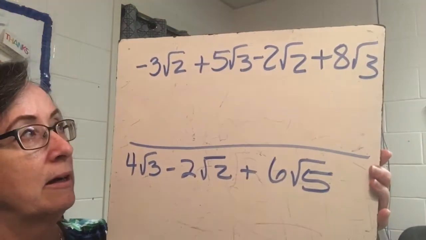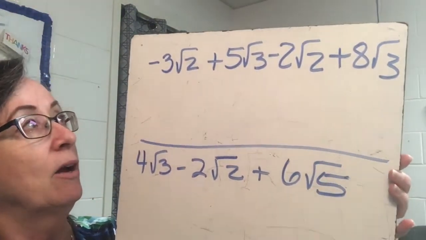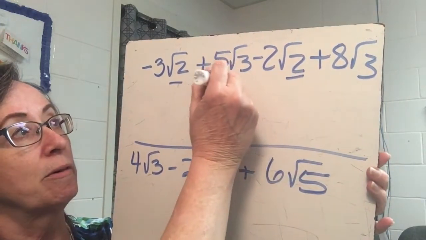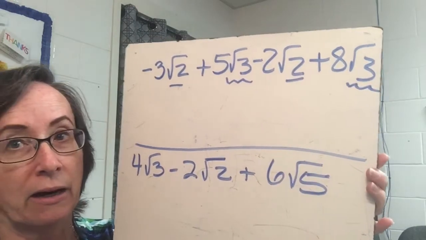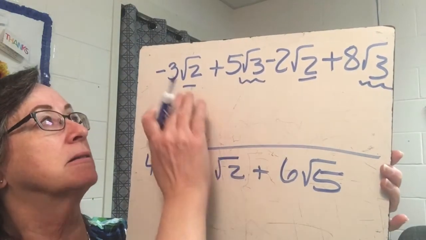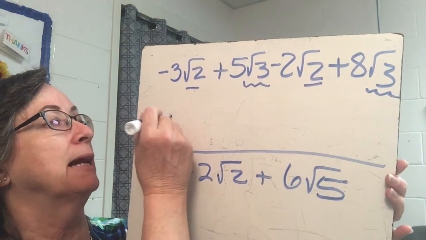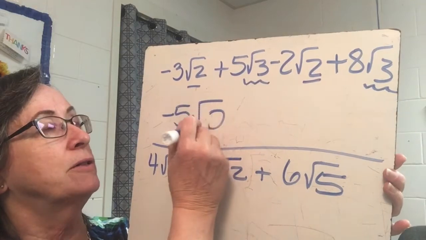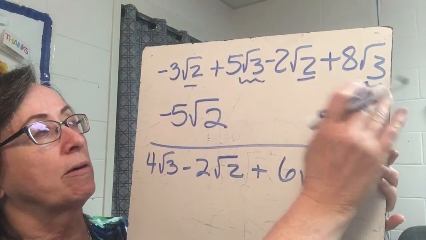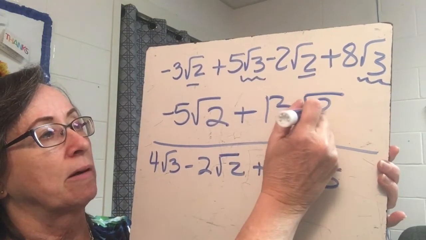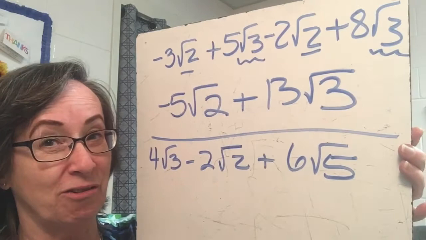Okay, so then we're going to come over here and look at this board, which has a couple more examples on it. We have a square root of 2, and another square root of 2 way over there. We have a square root of 3 and a square root of 3 way over there. So we can only add the like radicals. So this one will go with this one. Negative 3 plus a negative 2 is going to be a negative 5 square root of 2. Then a square root of 3 and a square root of 3: 5 plus 8 is 13 times the square root of 3. And we can't do anything more to that one.